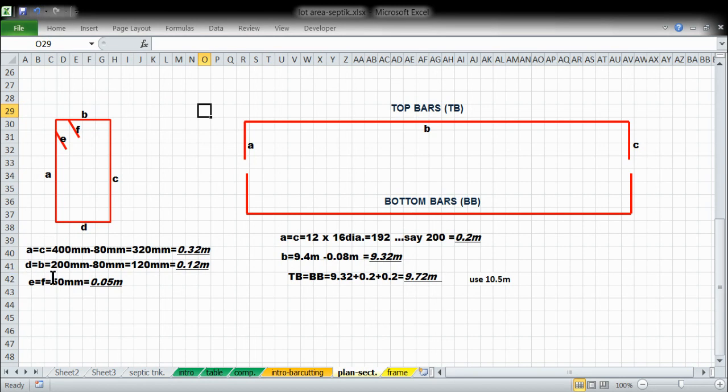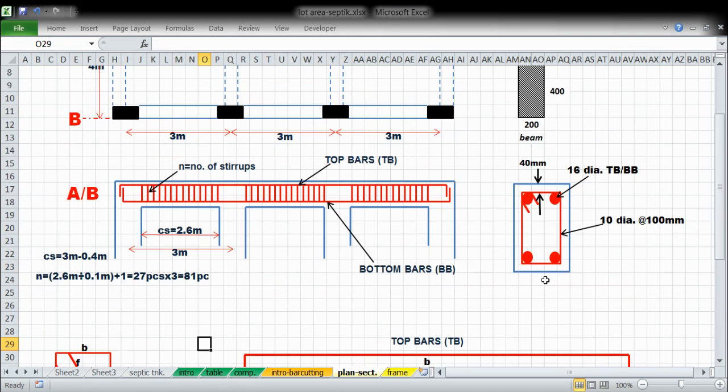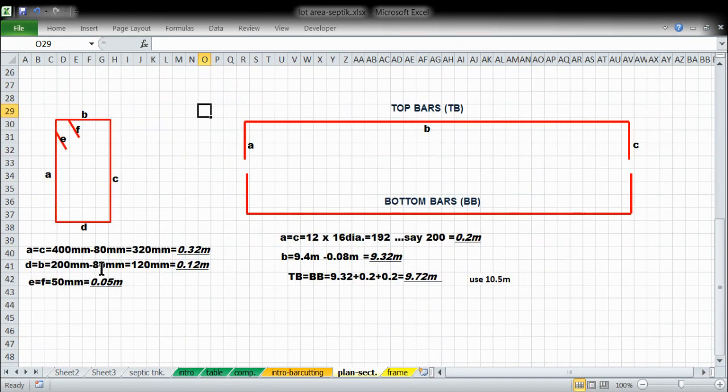So D equals B. That is 200 minus 80. So 200, the width, minus covering, 40, 40, would give us 200 minus 80. And that is 120 mm, which is simply 0.12 meter. Okay? So E equals F, and that is the standard 50 mm or 0.05 meter. Okay? So this is for the stirrup.